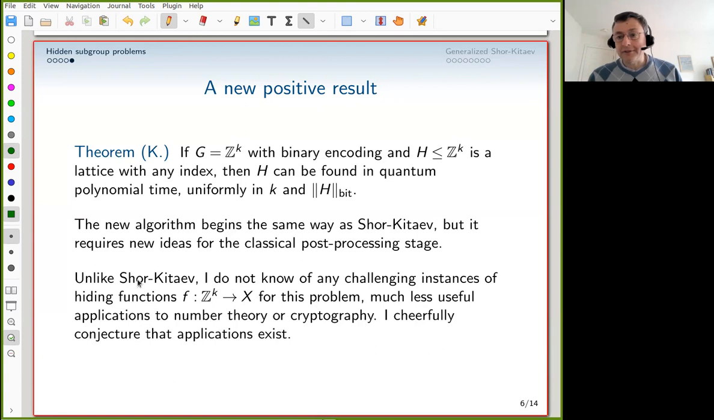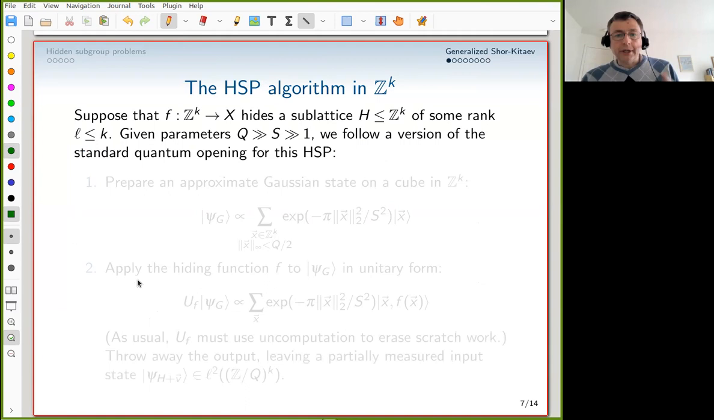After all, Shor-Kitaev has many such applications. Okay, so now here is an outline of how the algorithm works. You can take it also to some extent as a review of Shor-Kitaev itself. So suppose that our hiding function hides a sublattice H of some rank L less than or equal to K. The less than case is more important. Maybe I could have put strictly less than, okay?